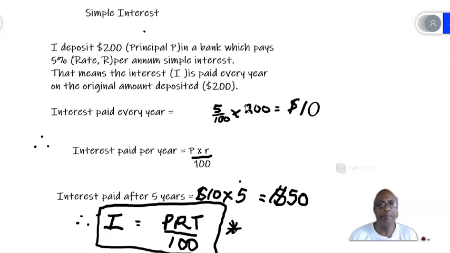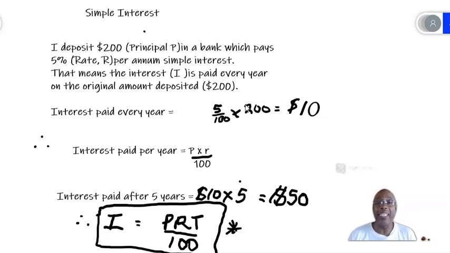Simple interest per annum. This is the rate. The symbol is a capital R. So 5% is the rate or the interest rate. The interest, symbol capital I, paid every year is on the original amount you deposit. So that $200 is used to calculate the interest every year of the deposit.